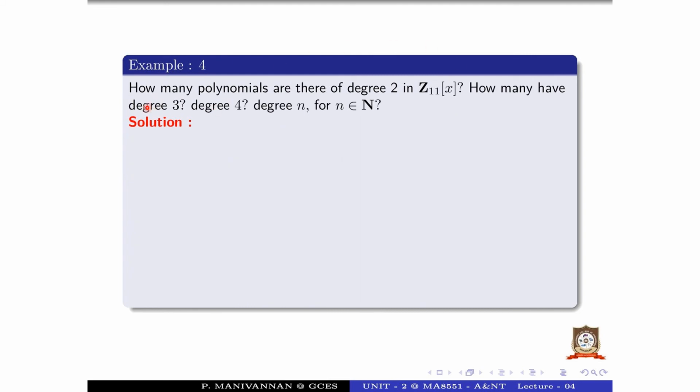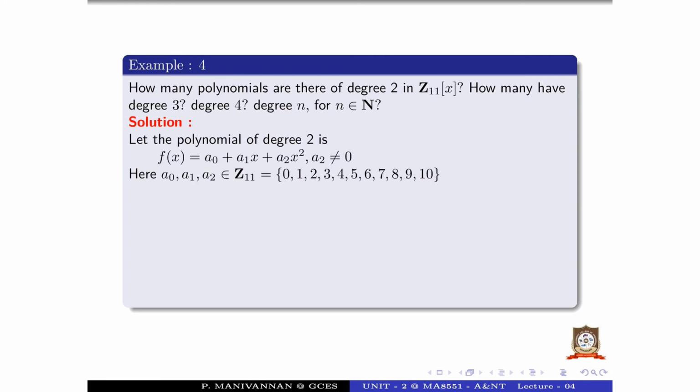Then next example. How many polynomials are there of degree 2 in Z11 of x, and also find how many of degree 3, how many of degree 4, and how many of degree n. What are the possibilities? Let the polynomial of degree 2 be f of x equal to a0 plus a1x plus a2x square, such that a2 is not equal to 0.